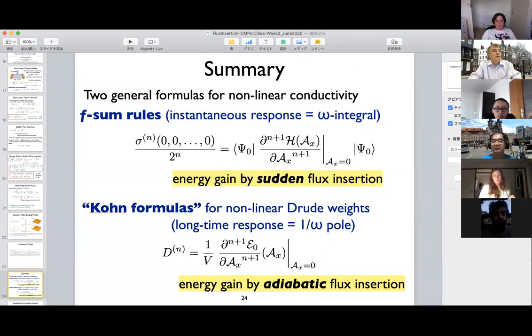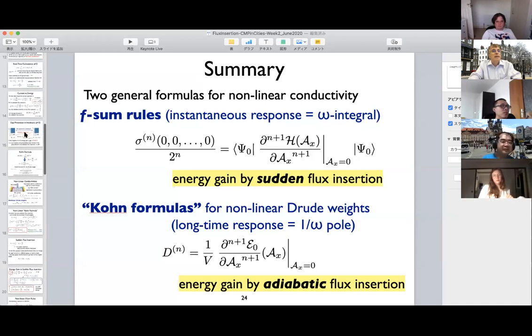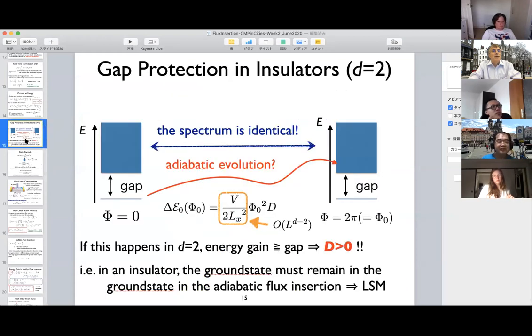Hello. Yeah, I wanted to come back to this question of the gap closing during the flux insertion. I was still kind of unclear on how this could happen, because the gap is usually a local property of the system. But the flux is a very global property, so it doesn't seem like the gap should see the flux at all.